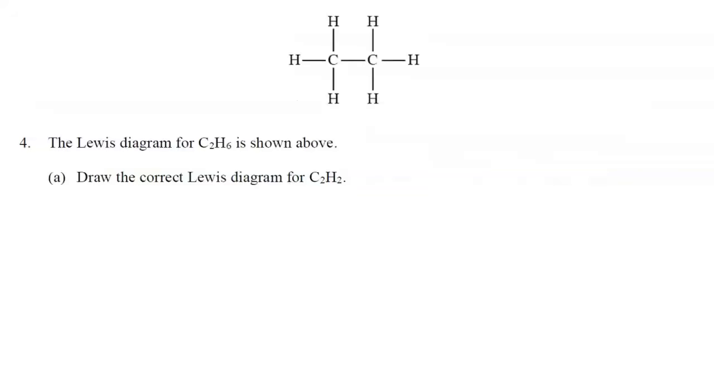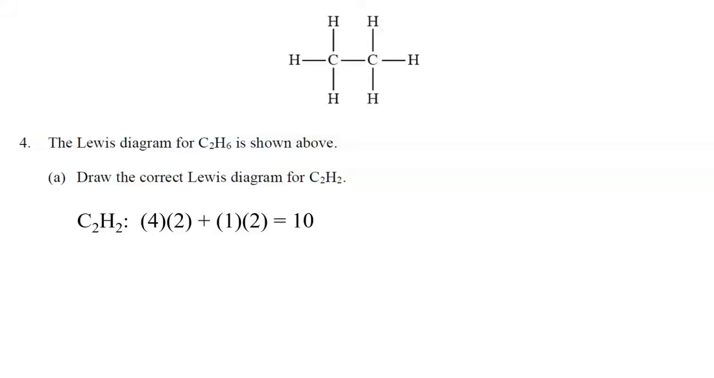All right, now let's take a look at question 4. The Lewis diagram for C2H6 is shown above. Part A, draw the correct Lewis diagram for C2H2. So the first thing to do is to count the total number of valence electrons. That would be 4 for carbon times 2 plus 1 for hydrogen times 2. So we have 10 valence electrons for the C2H2 molecule.